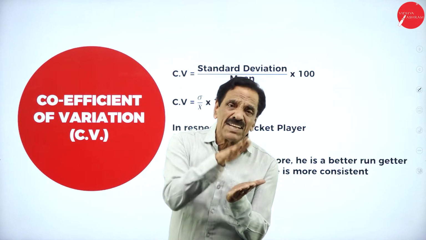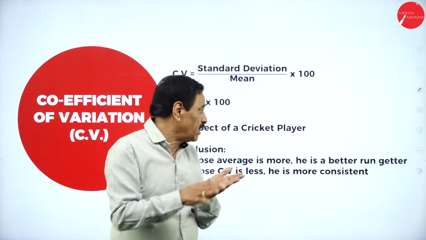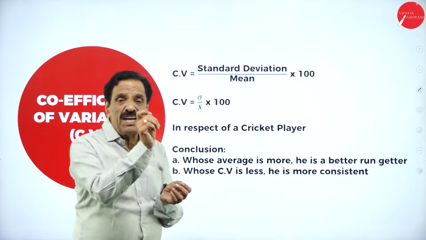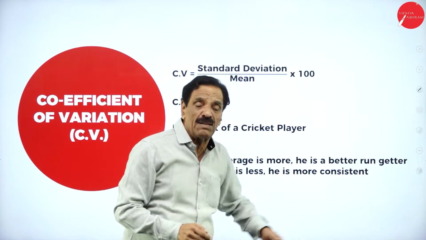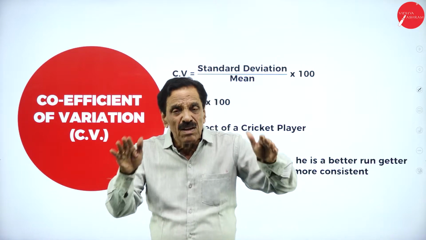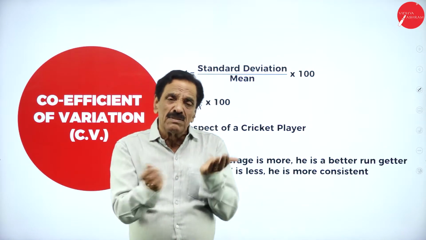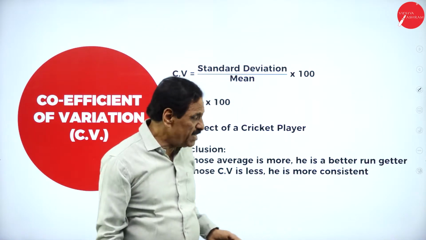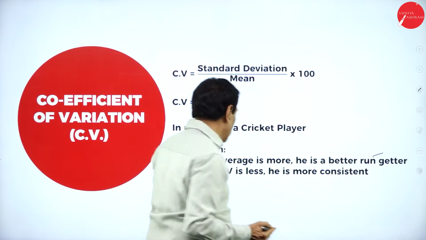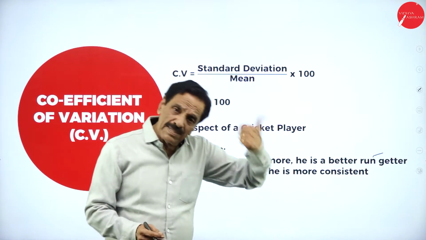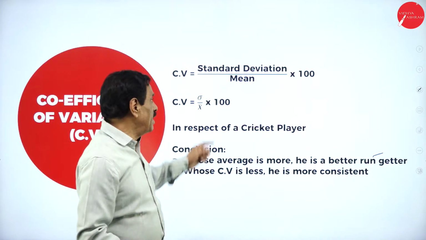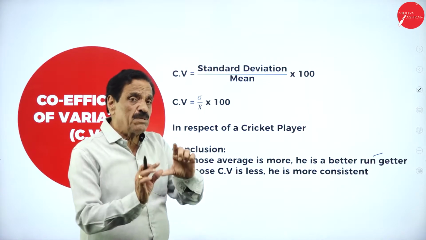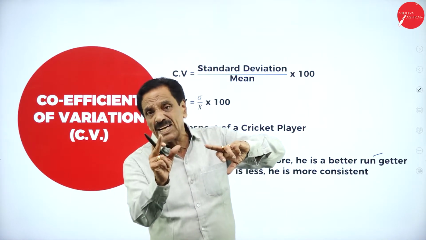variation. Whose average is more, he is a better run getter. Whose CV, variation, is less, he is more consistent. We compare two batsmen: add the two batsmen's 10 innings scores, divide by 10, and you take the average. Whose average is more, he is the better run getter. Second, when we calculate the standard deviation, we apply the formula standard deviation divided by mean into 100 for each player. First we calculate for x, then calculate for y.